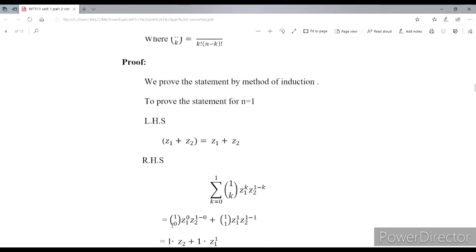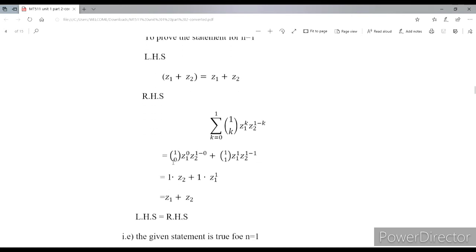That is, we have two terms. When k equal to 0, it is 1C0 Z1 power 0 Z2 power 1 minus 0, plus the second term is 1C1 Z1 power 1, Z2 power 1 minus 1. 1C0 is 1, therefore it is 1. Anything power 0 is 1, therefore Z1 power 0 is 1.